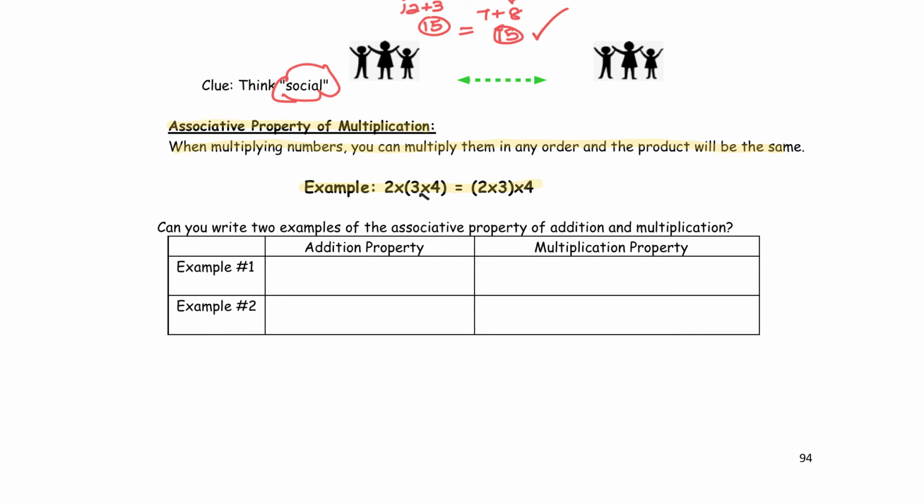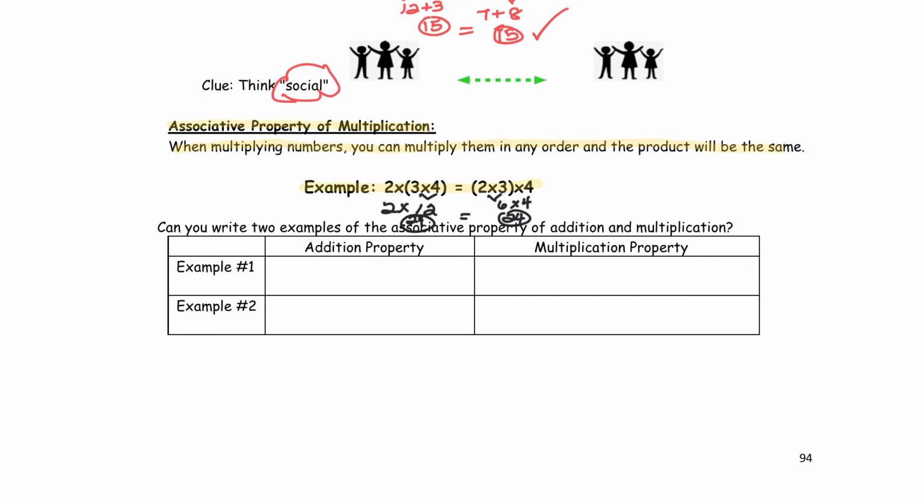So I can see that 3 times 4 is 12. 2 times 12 is 24. Let's squeeze that in right there. And then 2 times 3 in this case is 6. And 6 times 4 is 24. Is 24 equal to 24? Yes. And that is how the associative property works.